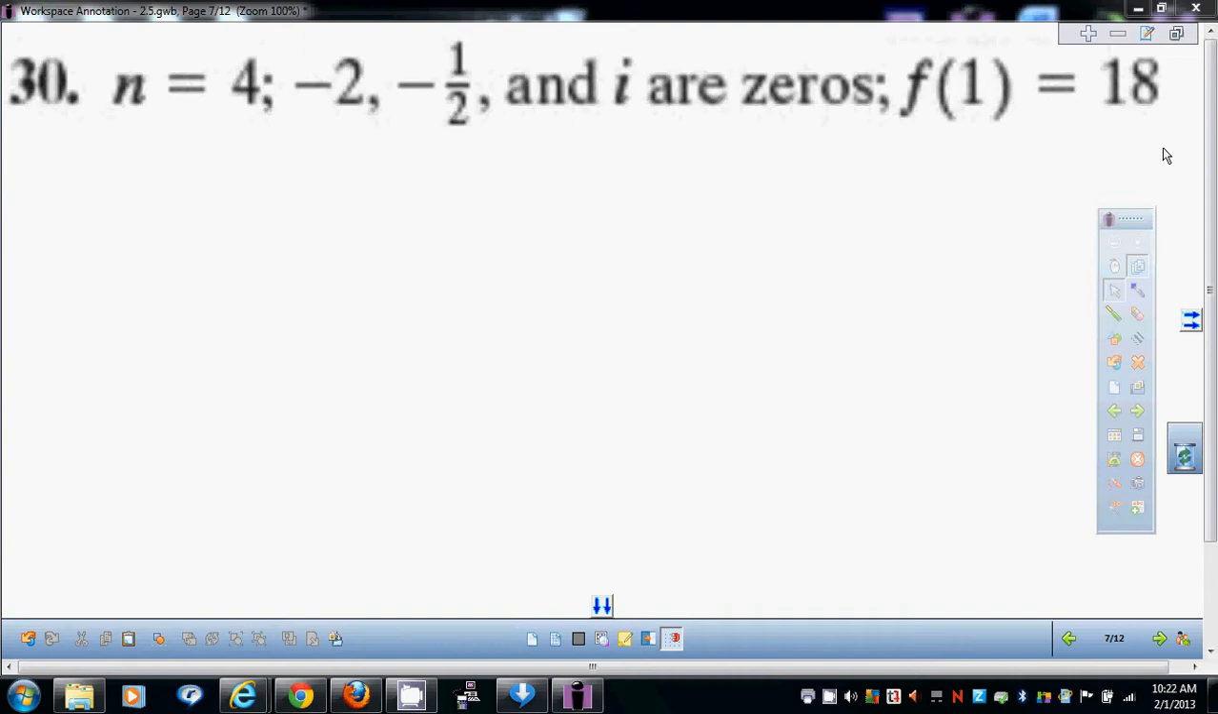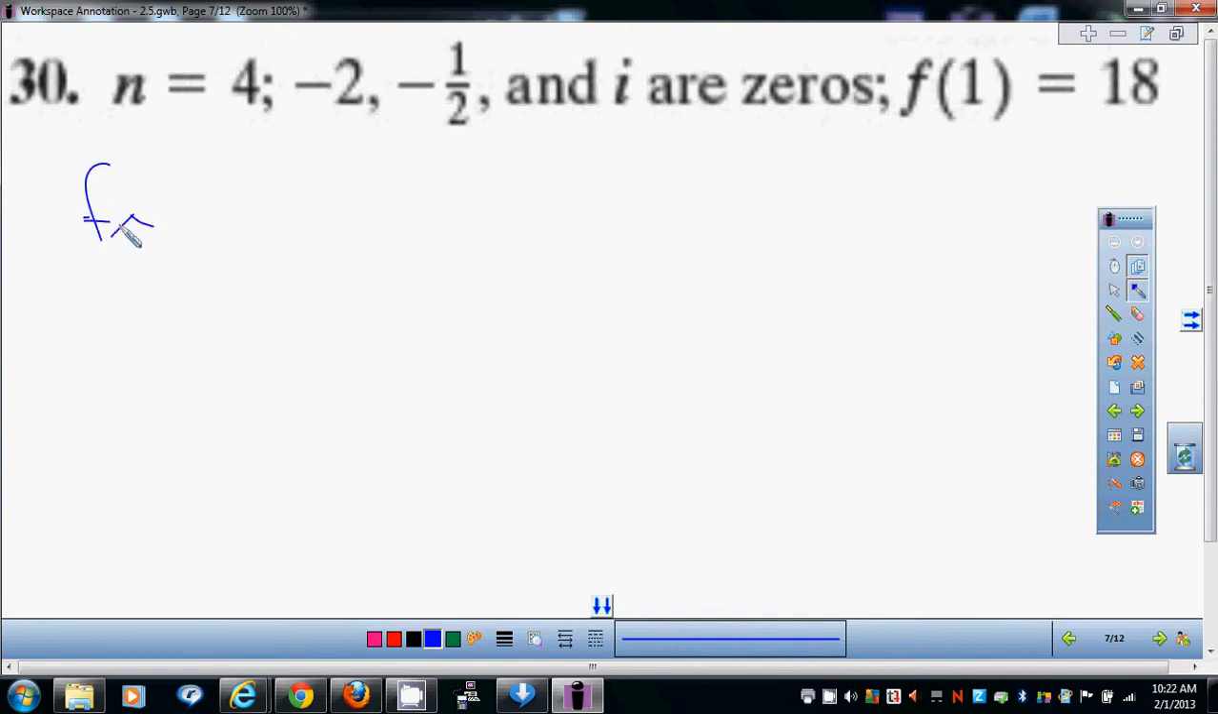All right, number 30. Here we go. What's our degree going to be when we're done? 4. Excellent. Here we go. Factors time. F of x. Now this was straight from your homework today, so you definitely want to write this one down. It's literally in your homework.